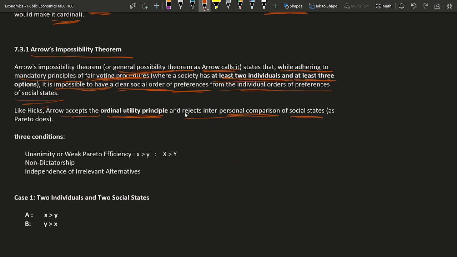There are three conditions. One is unanimity or weak Pareto efficiency: if every individual's preference is that X is better than Y, then the social choice will be X over Y. The second is no dictatorship: no individual is all powerful. The third is the independence of irrelevant alternatives: if there are two cases and in each case individuals' preferences are the same, then the social choice should be the same from the two alternatives, or irrelevant alternatives. We will understand this theorem using some cases.